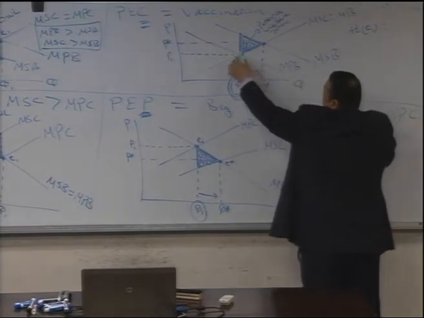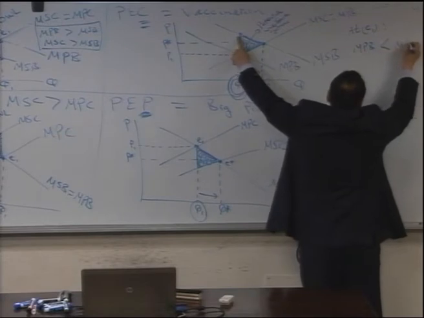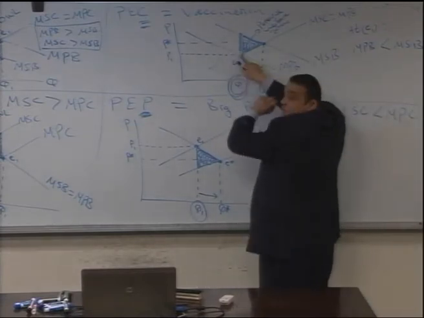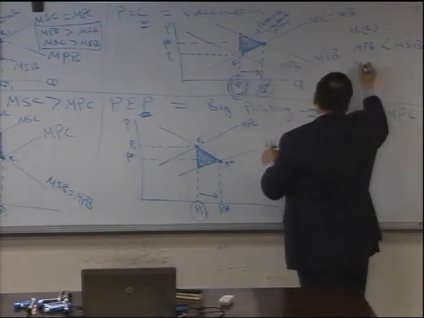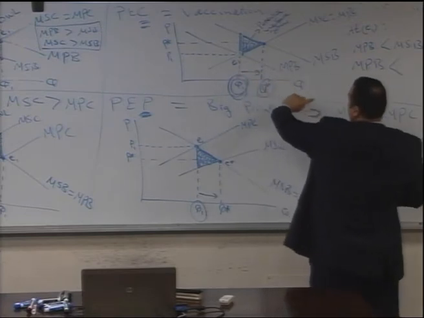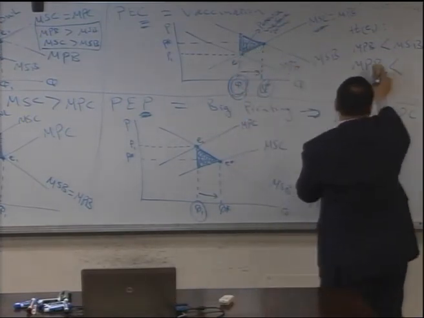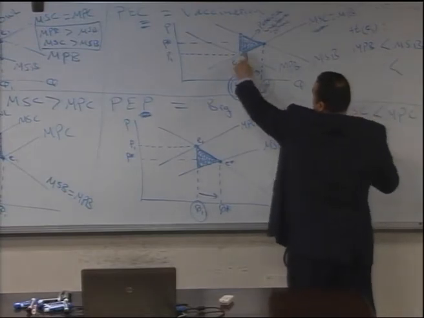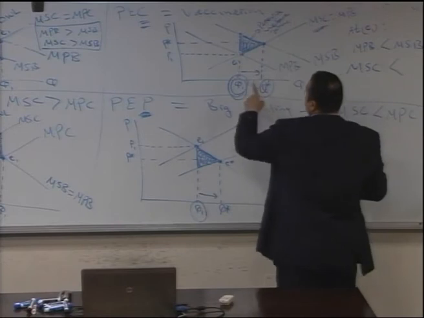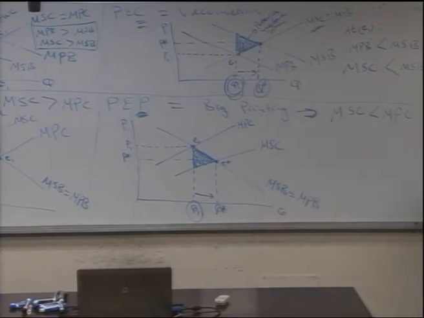So the marginal private benefits here is less than the marginal social benefits. Marginal private benefits is less than the marginal social benefits. Here, the marginal social cost at A1 is less than the marginal social benefits. Right? Correct? We come here like this.